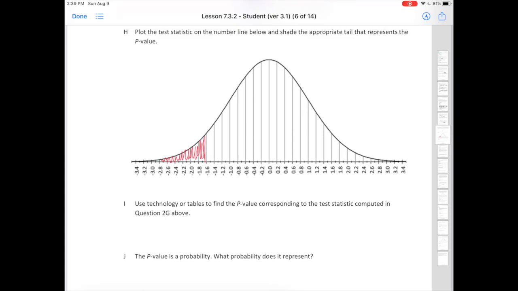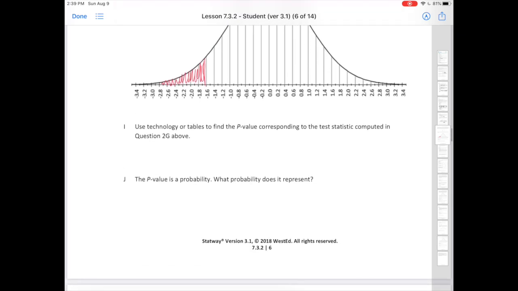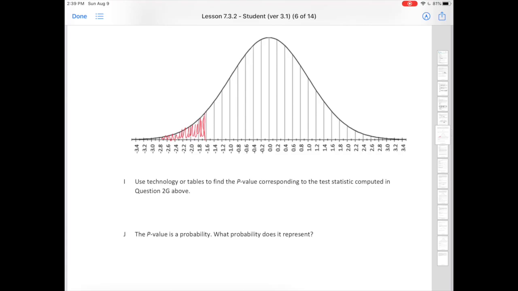So we're going to use technology or tables to find the p-value corresponding to the test statistic computed in question 2G above. And for this, I'm going to switch over to my calculator in a second so you can see how we do this. But remember, when you want to find an area like that, we use what's called normal CDF. So the p-value is equal to normal CDF. And the lower limit is what? Well, we're going to the left forever in that shading, aren't we? So that means that negative infinity is where the graph starts. And then if we go to the right forever, we stop at negative 1.62. Okay, so this is going to be our p-value. And what does this equal? Let's find out.